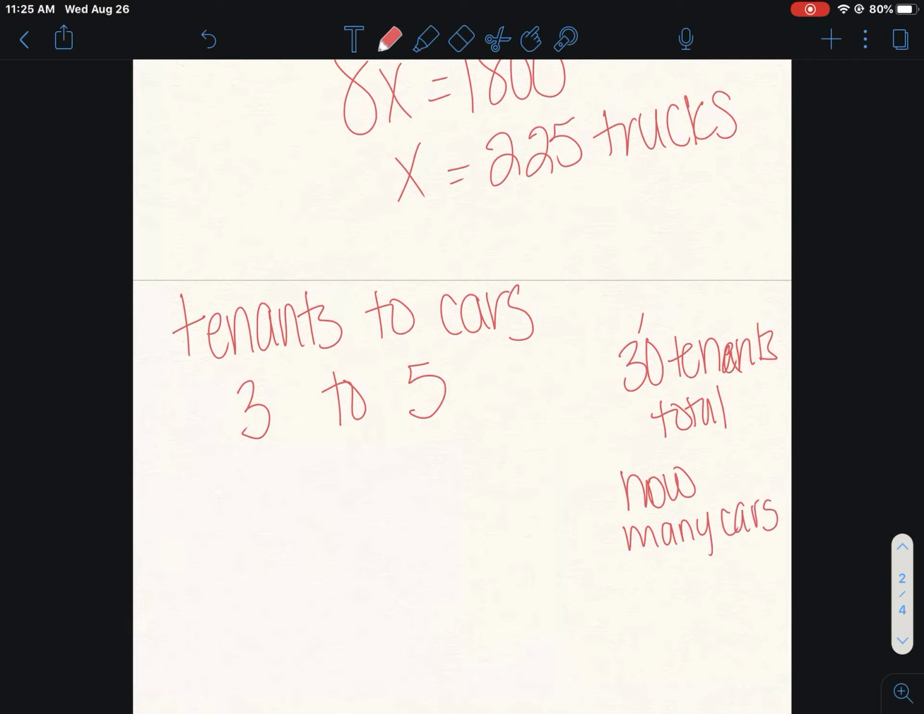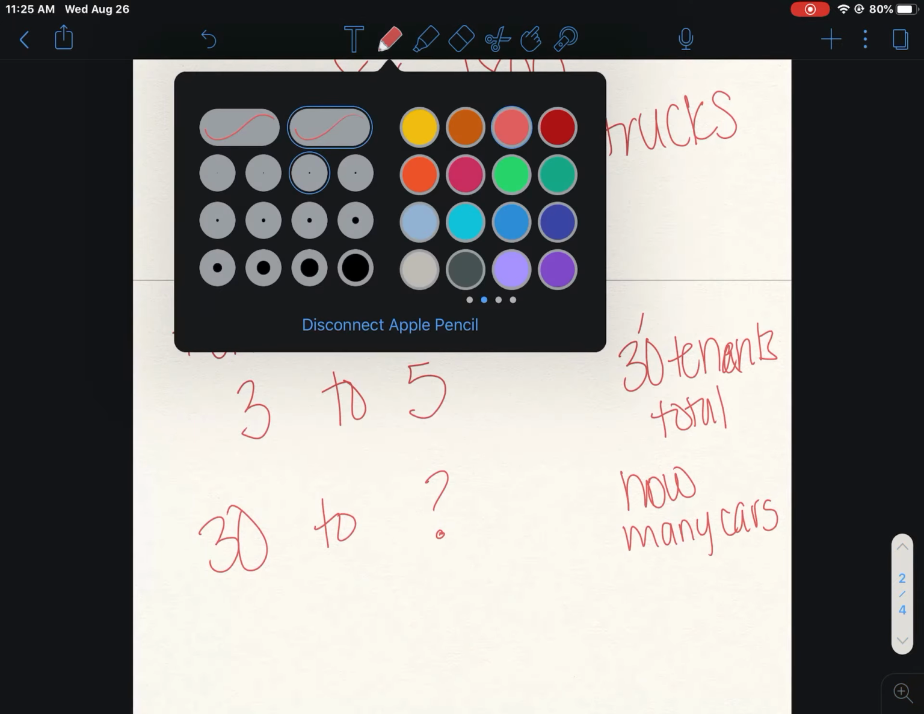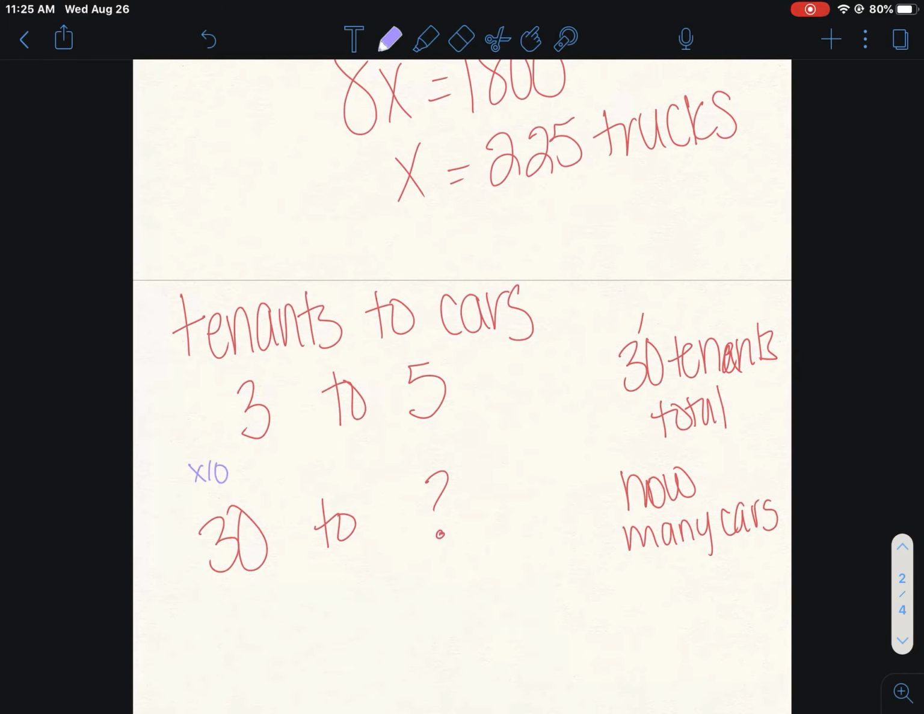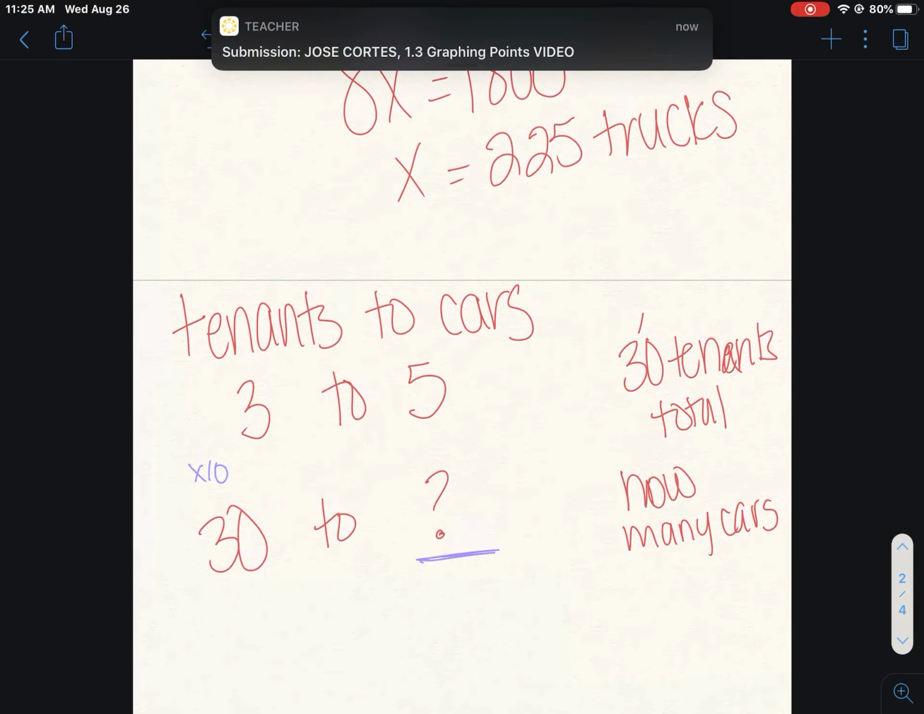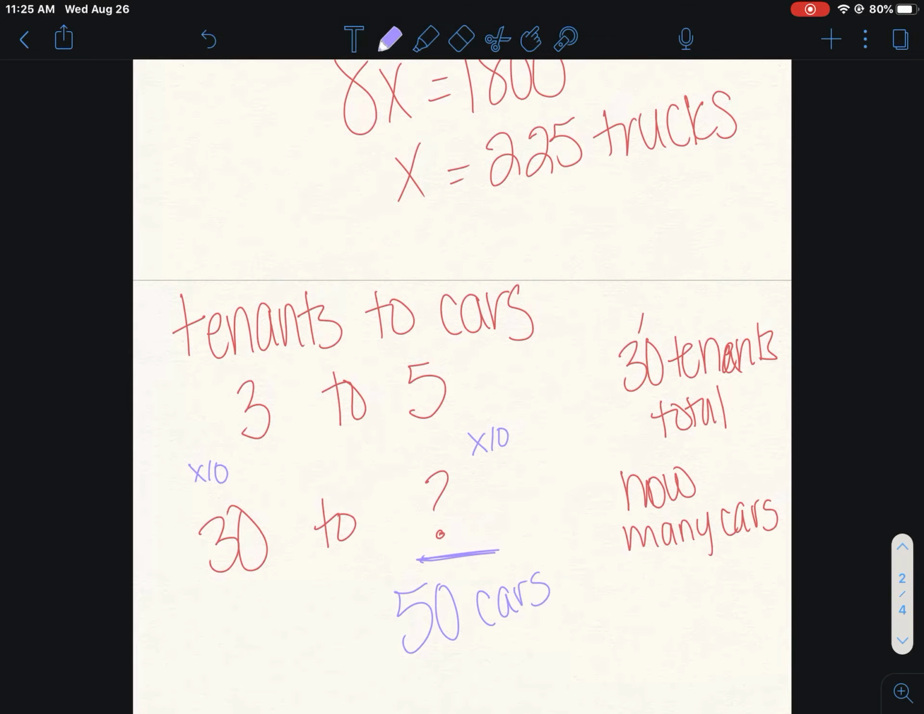All right, so we've got 30 total tenants. So instead of a 3, I now have 30 tenants to how many cars? Well, from 3 to 30, we multiplied by 10. And so to get this answer, I'm also going to multiply by 10, meaning that there will be 50 cars.